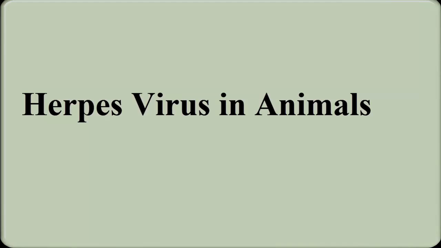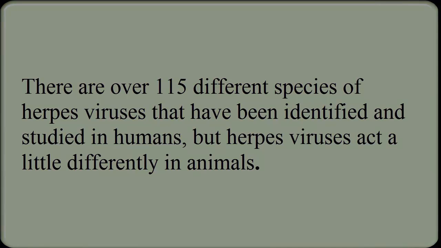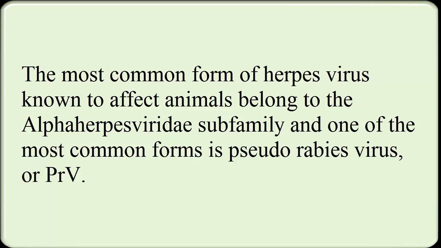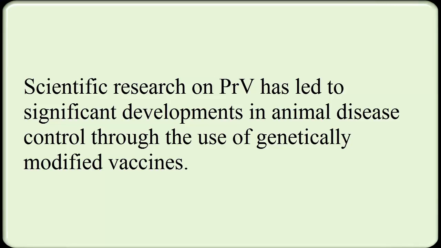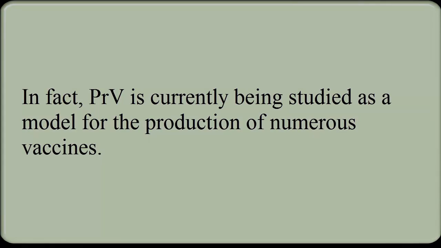Herpes virus in animals. There are over 115 different species of herpes viruses that have been identified and studied in humans, but herpes viruses act a little differently in animals. The most common form of herpes virus known to affect animals belong to the alpha Herpesviridae subfamily, and one of the most common forms is pseudorabies virus, or PRV. Scientific research on PRV has led to significant developments in animal disease control through the use of genetically modified vaccines. In fact, PRV is currently being studied as a model for the production of numerous vaccines.